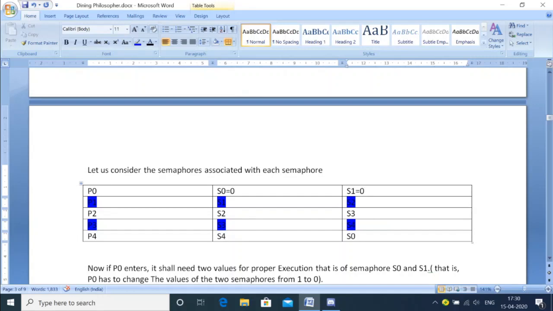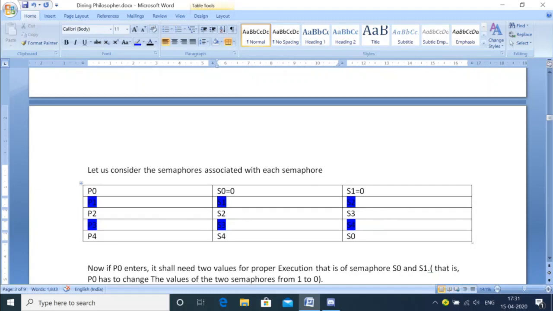Yes, yes. Next time, when suppose P1 will try to get fork F1, which semaphore will it need? S1. It will see S1, but S1 has already been set to 0. That means the fork is given to P0. Because S1 is 0, this process will not be able to execute. If it is not able to execute, it will check the other process which is available.